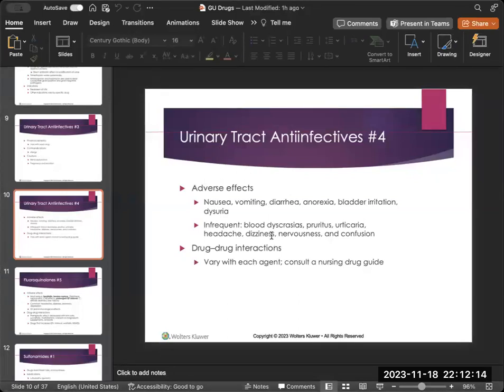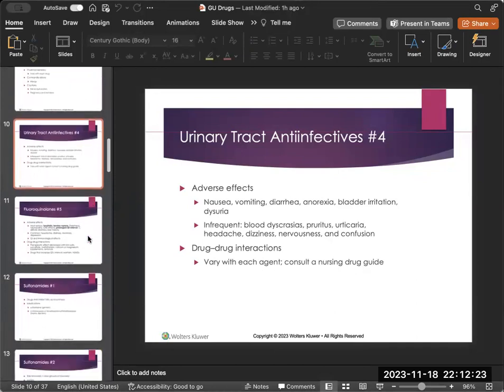Because some might even cause blood dyscrasias, pruritus, or itching, or hives, and a headache, and confusion, okay? So we need to be careful with some of these, and you need to talk with your doctor about the potential adverse effects as they vary with each type.